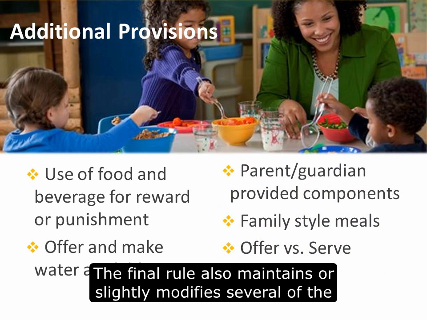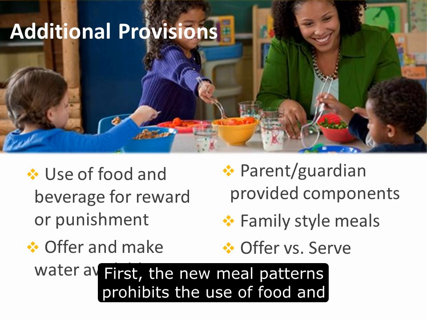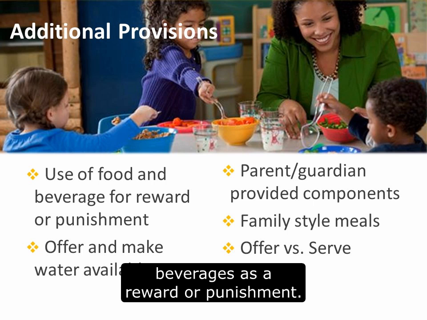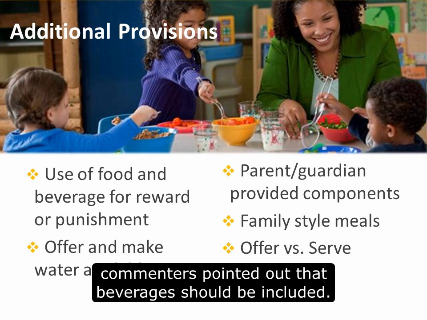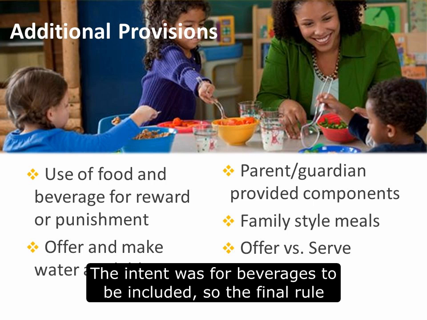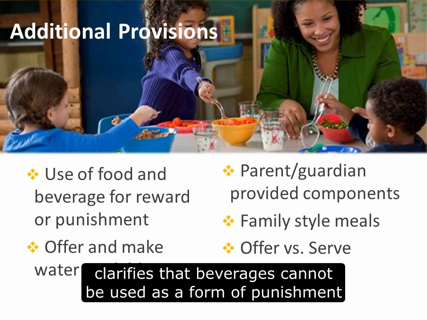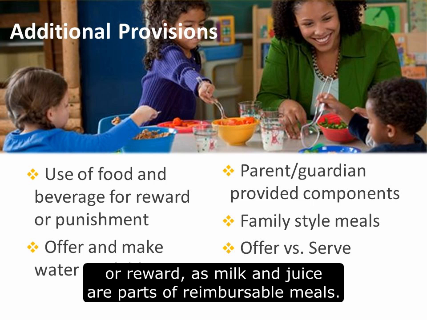The final rule also maintains or slightly modifies several of the proposed rule's additional requirements. First, the new meal patterns prohibit the use of food and beverages as a reward or punishment. The proposed rule originally only prohibited food, and commenters pointed out that beverages should be included. The intent was for beverages to be included, so the final rule clarifies that beverages cannot be used as a form of punishment or reward, as milk and juice are parts of reimbursable meals.